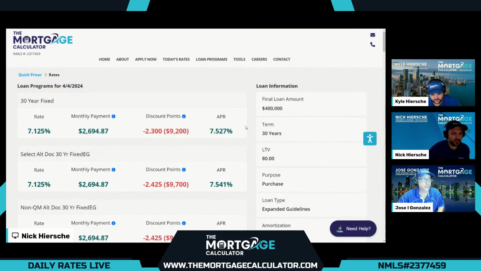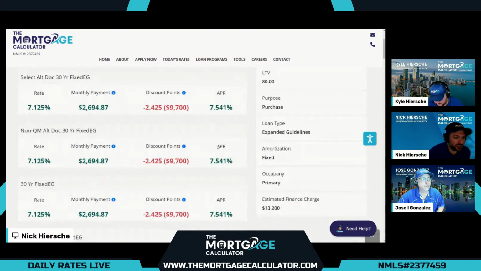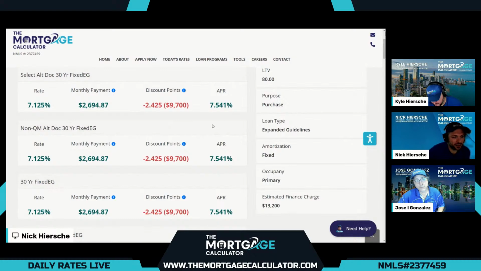So best option this morning, 7.125 rate, 2.3 discount points and cost, puts the final APR at 7.527. So a little over half a point above today. We had a better option yesterday, but these do change. So hopefully we'll see some more better options pop up later this week as we get the better news. I think yesterday's news did go somewhat in our favor, not necessarily, but we should hopefully see some headwind down here.